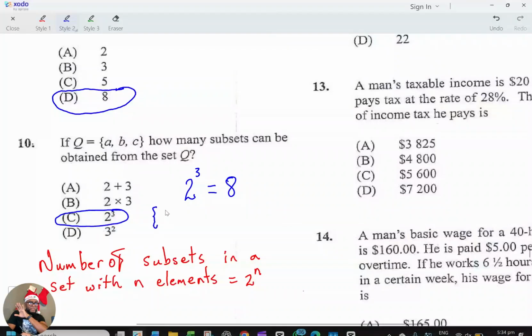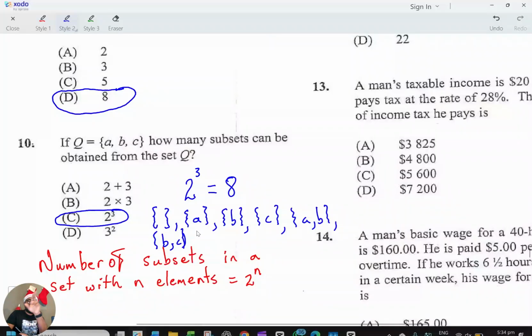So let me show you something quick. The subsets that we can get from the set: the empty set is always a subset of any given set. So we have the empty set, then the single elements, which is A, then B, then C, then subsets with 2 elements in it. So you have AB, then BC. If you have AB, you have BA, and AB and BA are the same thing. BC and CB are the same thing.